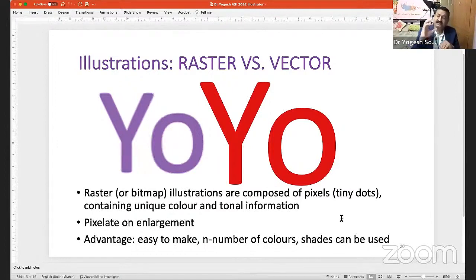Usually, when we enlarge such images, they pixelate; we will see small blocks. Those images are raster images. But there are certain advantages of raster images. They are easy to make, we can use any number of colors, and we can use more shading in them.